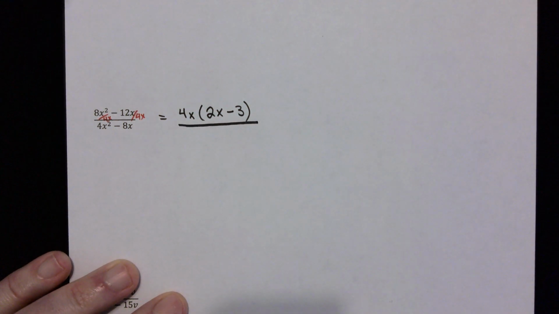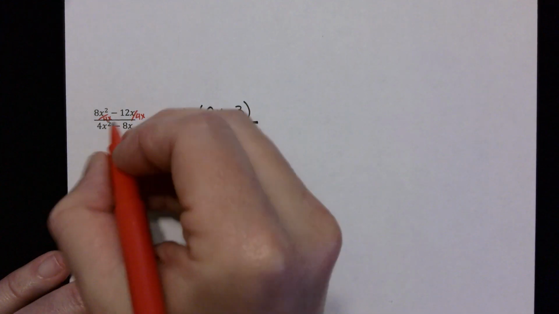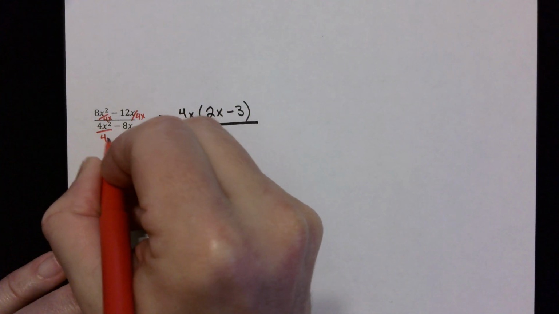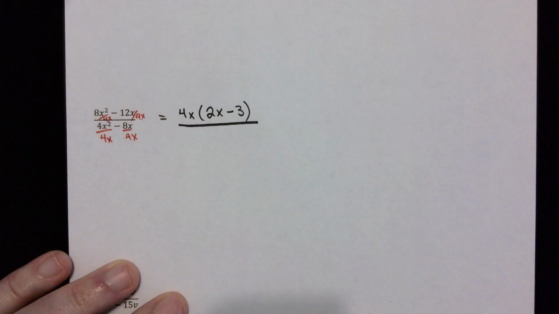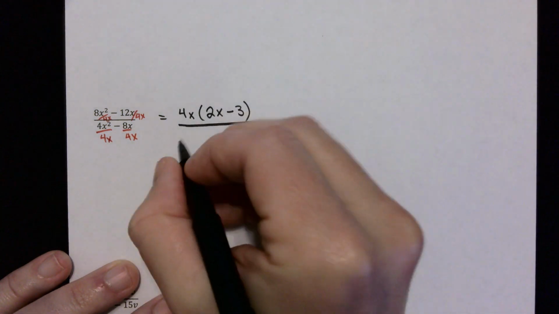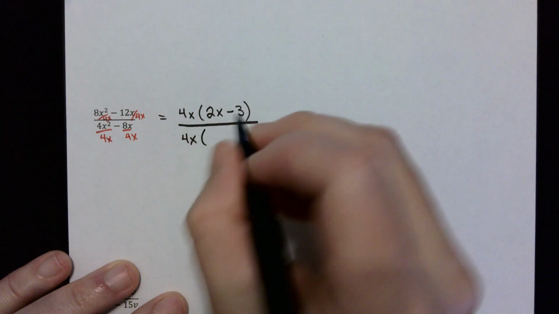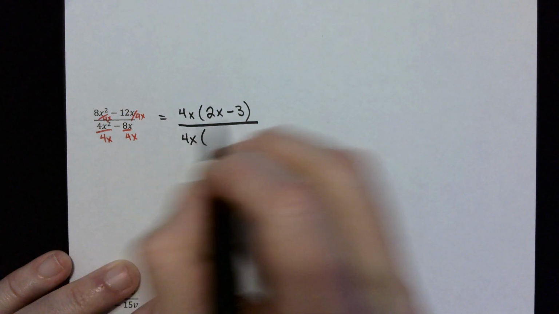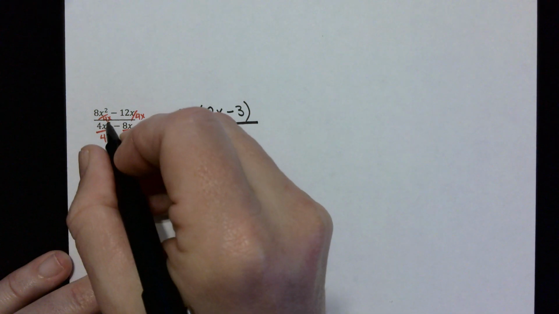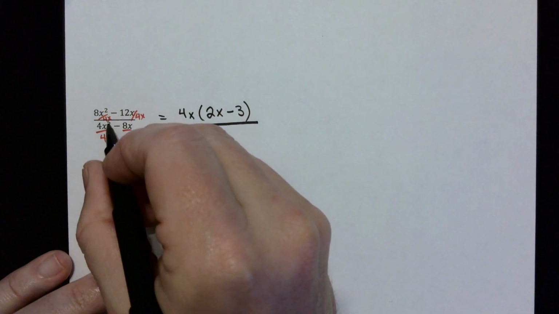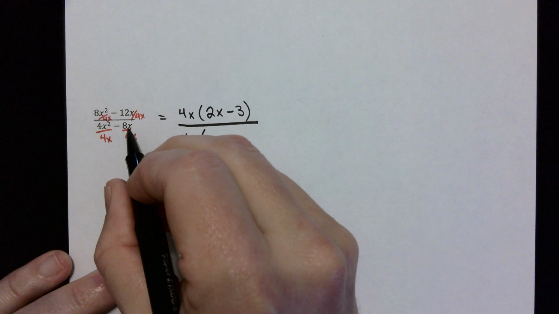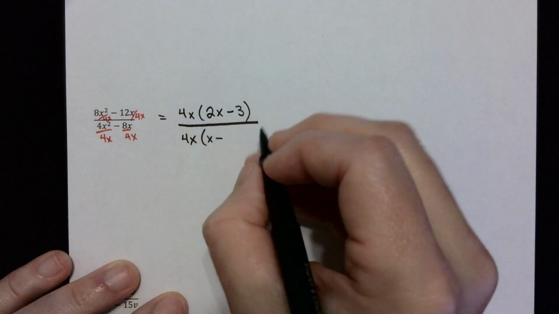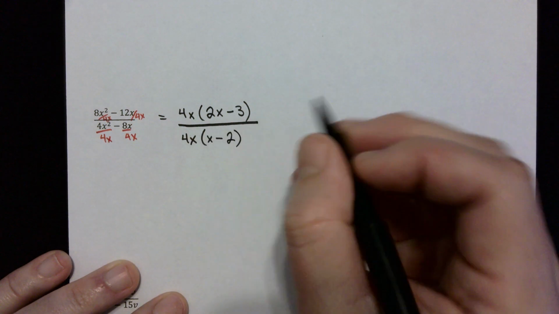On the bottom, it looks like a 4x is what we're dividing out of that too. They both have an x to give, and the biggest number that goes into 4 and 8 is a 4, so 4x again. I put the 4x out front, which means I'm dividing, so 4x squared divided by 4x. The 4's go away, one of the x's goes away, and one x is left. And then minus 8x, so here's my minus. 8x divided by 4x is 2.